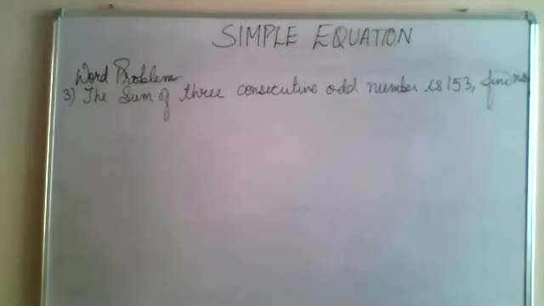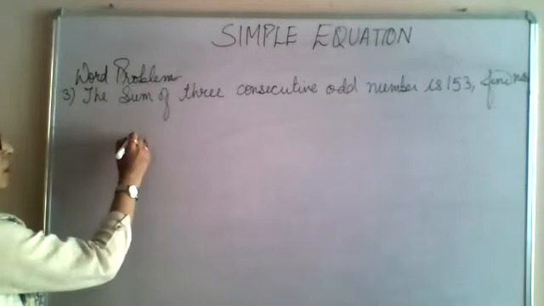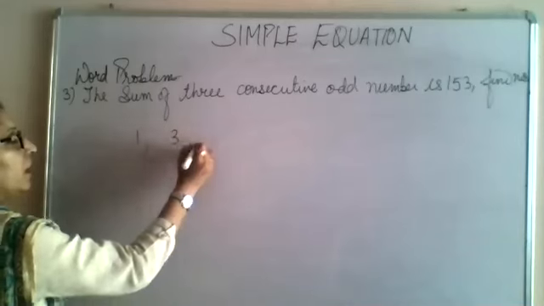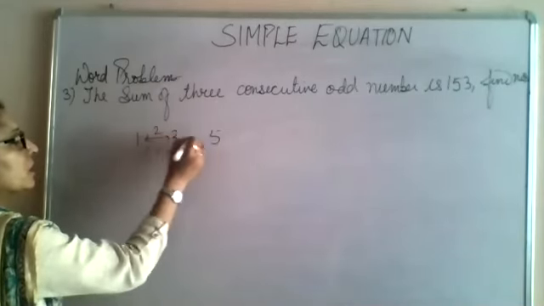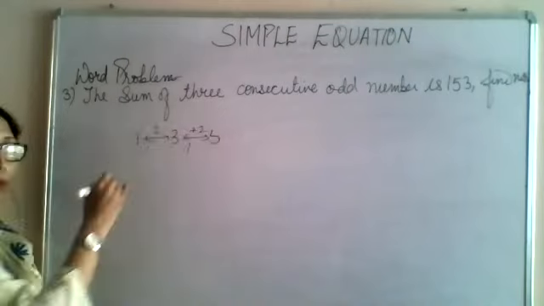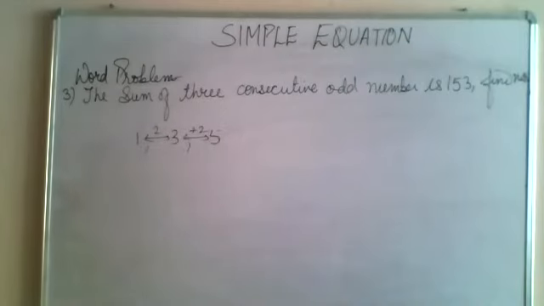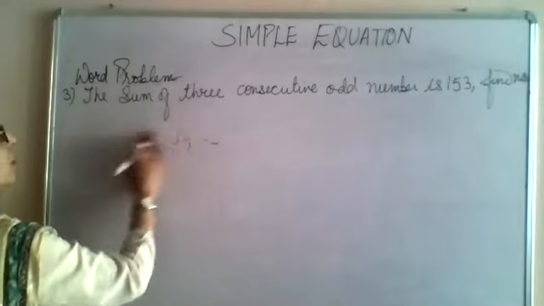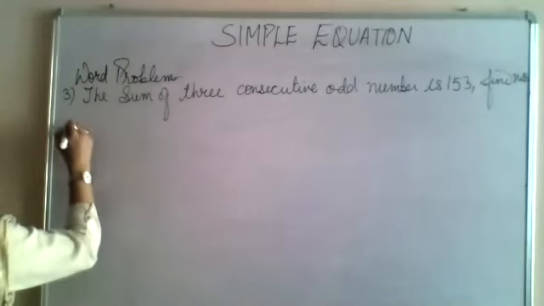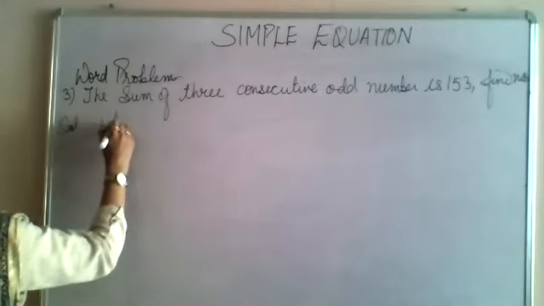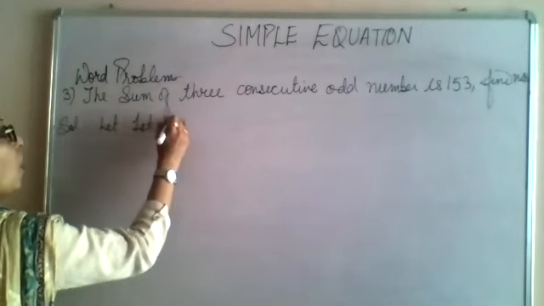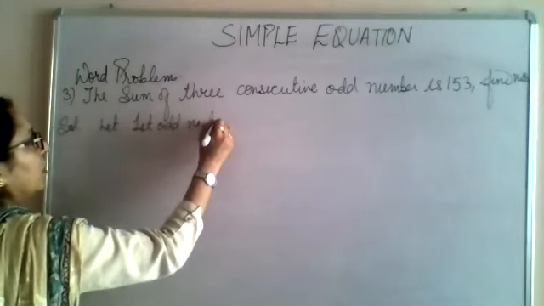Next question. The sum of 3 consecutive odd numbers is 153. Consecutive means continuous. An odd number: if I say 1 is an odd number, then 3, then 5. Then what is the difference between these? If you add 2, you will get the next odd number. So let's do this. Let the first odd number be x.